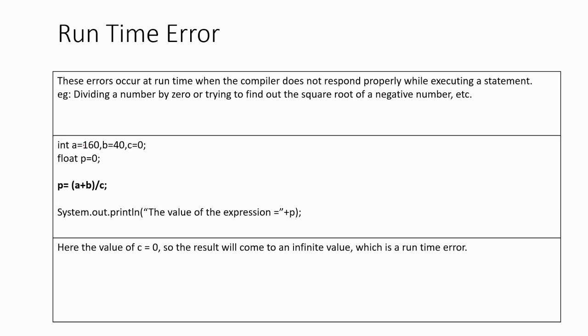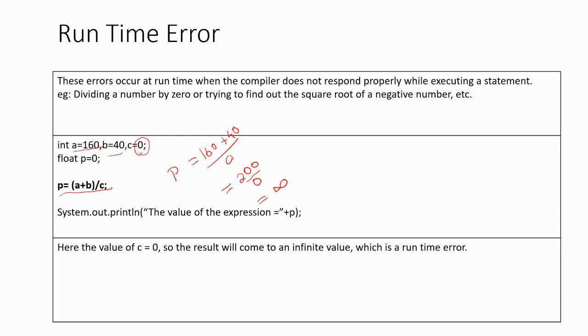As you can see here, a is initialized to 160, b to 40, and c to 0. So, when we execute this statement, p is equal to 160 plus 40 upon 0. So, 200 upon 0. Any number divided by 0 gives an infinite number. Here, the value of c is 0. Therefore, the result will come to an infinite value, which is a runtime error.